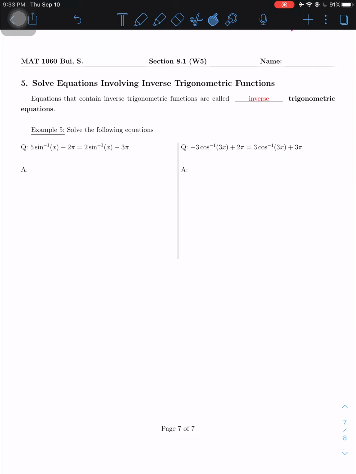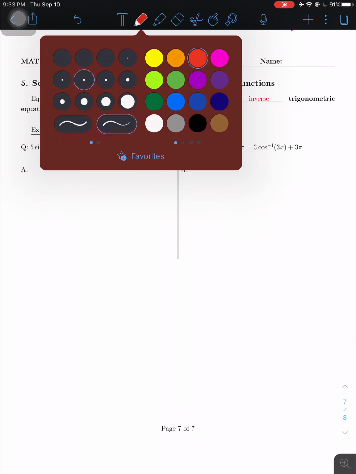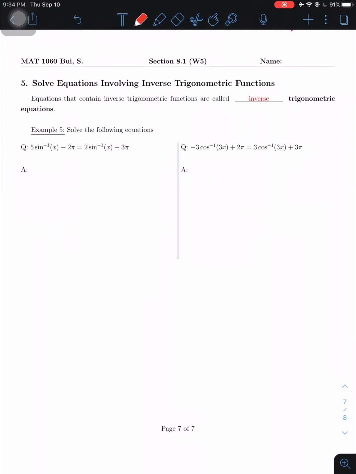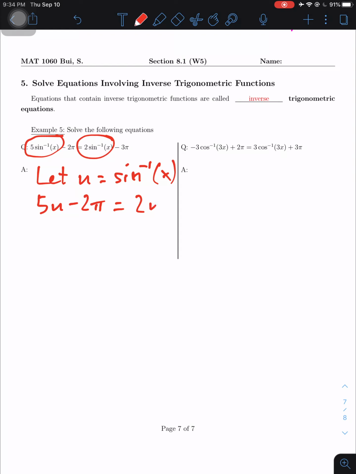All right, straightforward. Again, we're going to have work, and this is more like algebra, PEMDAS. So first of all, treat it like you have a u in here, wherever you have the trig function. If you think it's too confusing, think of it this way: we have 5 sine inverse in here, and another 2 sine inverse in here, right? So to keep it simple, let's just call u to be sine inverse of x, okay? And from there, the equation will become 5u minus 2 pi equals 2u minus 3 pi, okay?